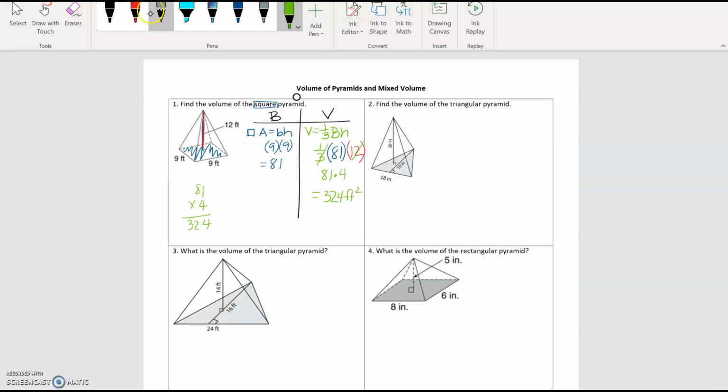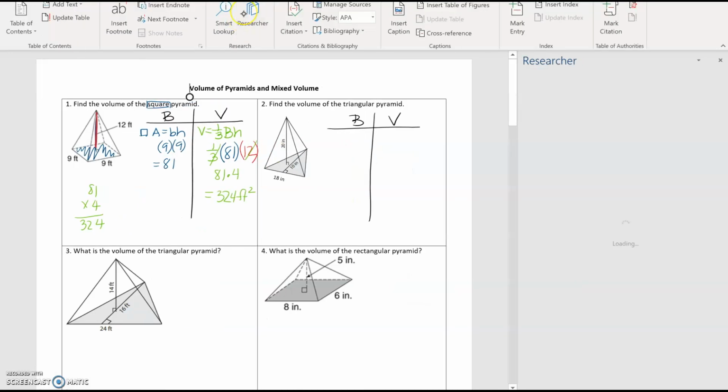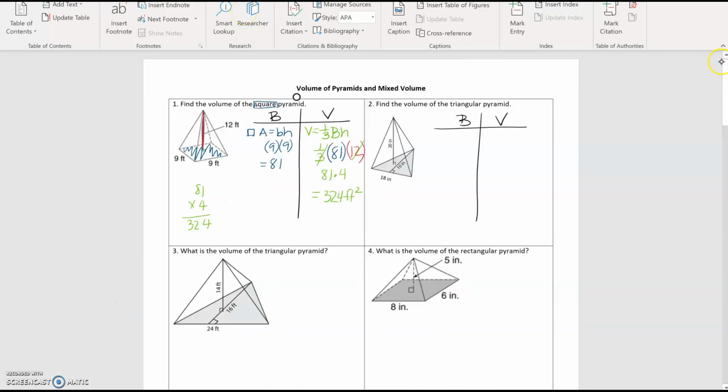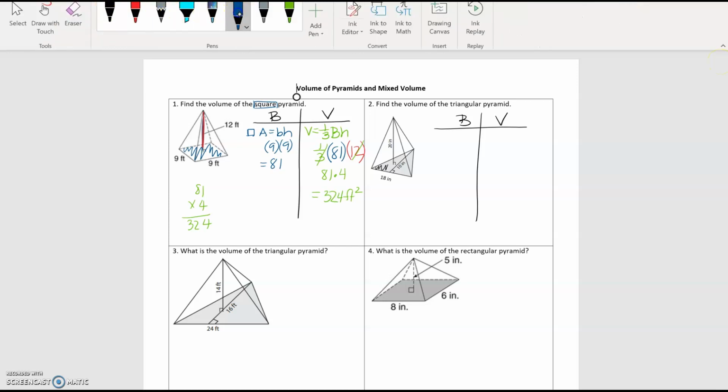Okay. So as you move through these, I want you to follow the same steps. So I want you to be drawing your T-charts, area of the base and volume. This base here is a triangle, okay? Once you use numbers, you can't use them again.